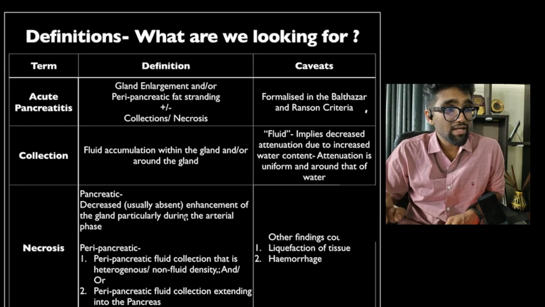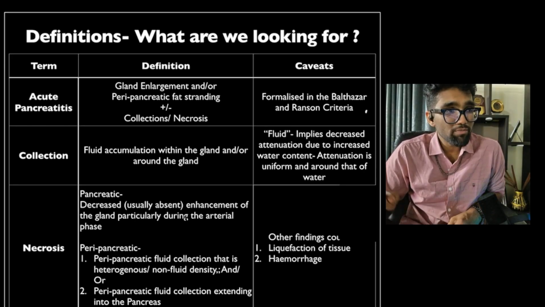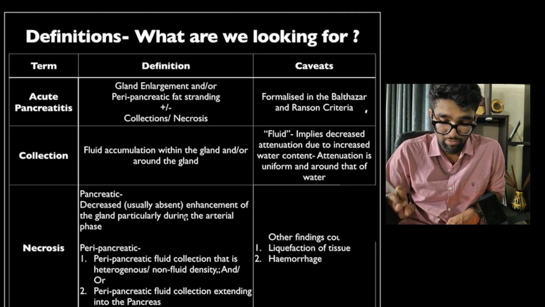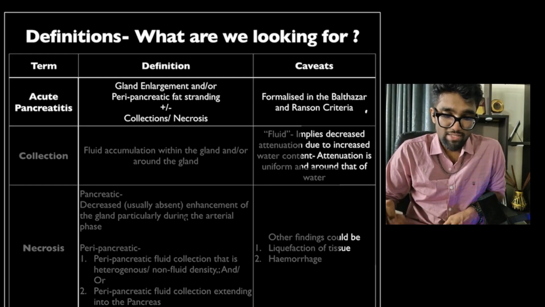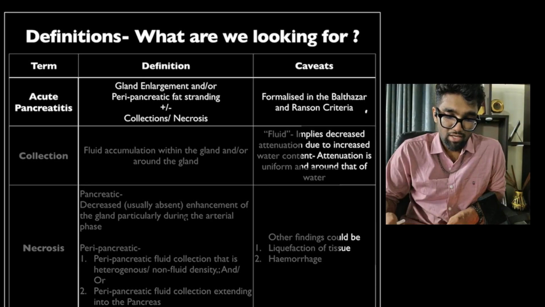Now, the other findings that could be present are liquefaction of tissue and hemorrhage, but these need not be present. If they are present, they strongly indicate the presence of necrosis. Now, first we'll talk about what qualifies as acute pancreatitis. So clearly, we're going to talk about gland enlargement and peripancreatic fat stranding right now.